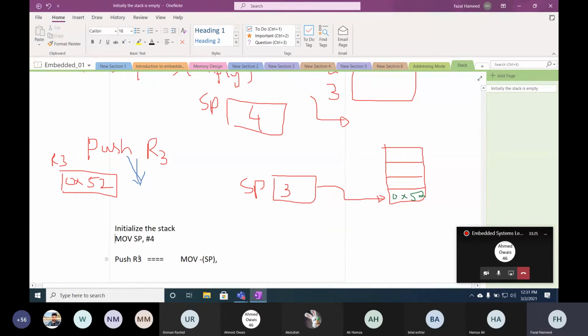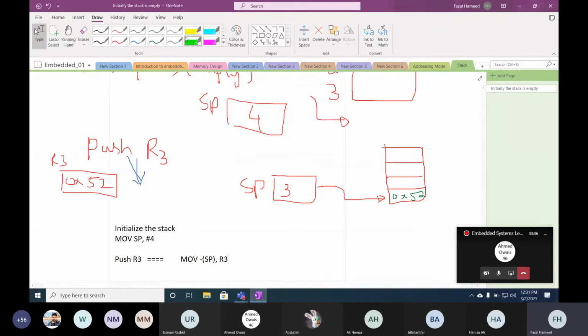So if you push R3, it is move minus SP, R3. What is now the destination? This is register indirect with pre-decrement. Which addressing is this? So this is the destination. Is the destination memory or register? Please tell me.